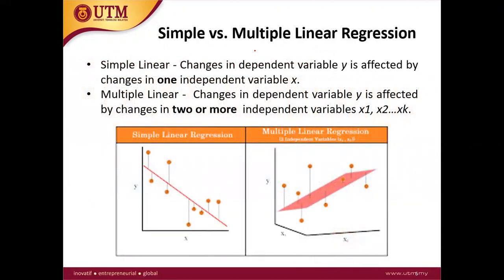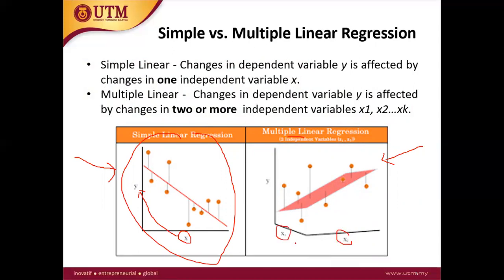Right. The simple versus multiple linear regression, if you see the graph here, the X versus Y means in the simple linear regression, we only have one independent variable that influences the value of the dependent variable. But for multiple linear regression, we have two independent variables that will affect the dependent variable.